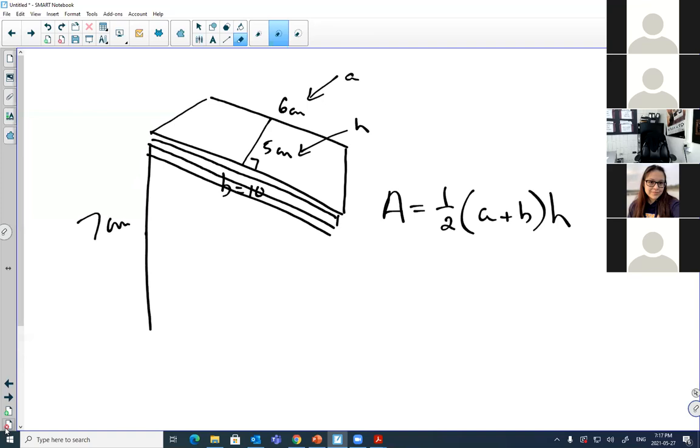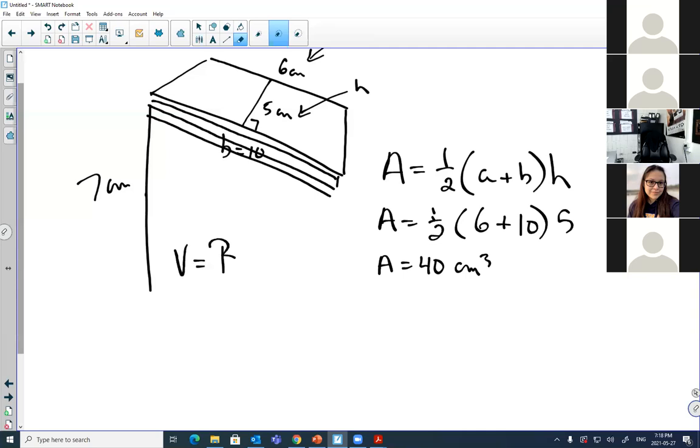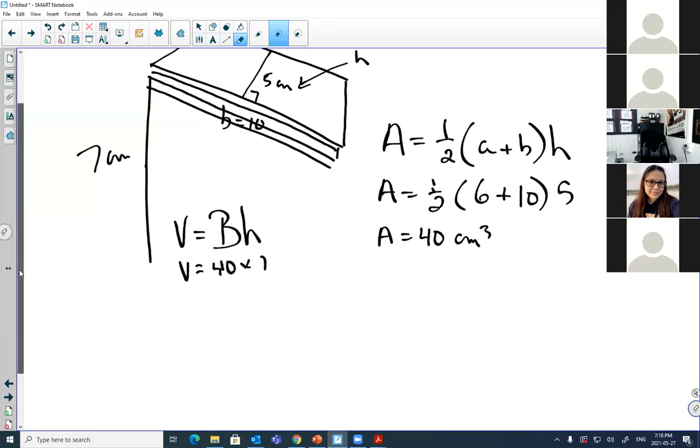So if I find the area of this one, let's actually do the math. Area equals 1/2, 6 plus 10 times 5. 6 plus 10 is 16, half of that is 8, times 5. So the area is 40, right? So the area of one trapezoid is 40. If I want to find the volume, all I do is take the area of that big base and multiply it by the height. It's a generic way of doing it. So volume in this case is 40 times 7, or 280 cubic centimeters.